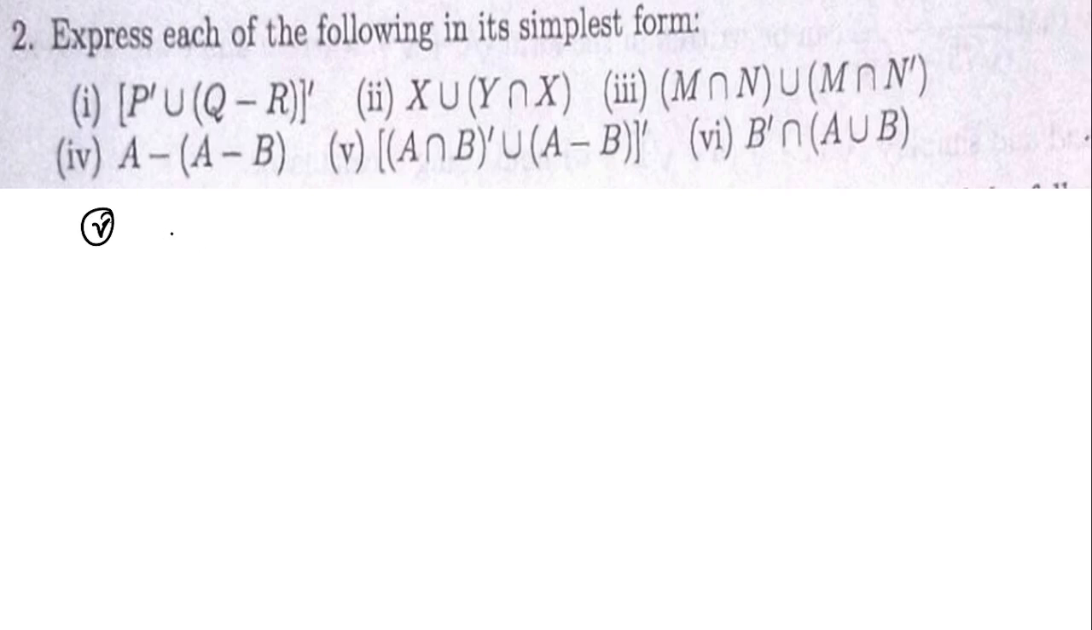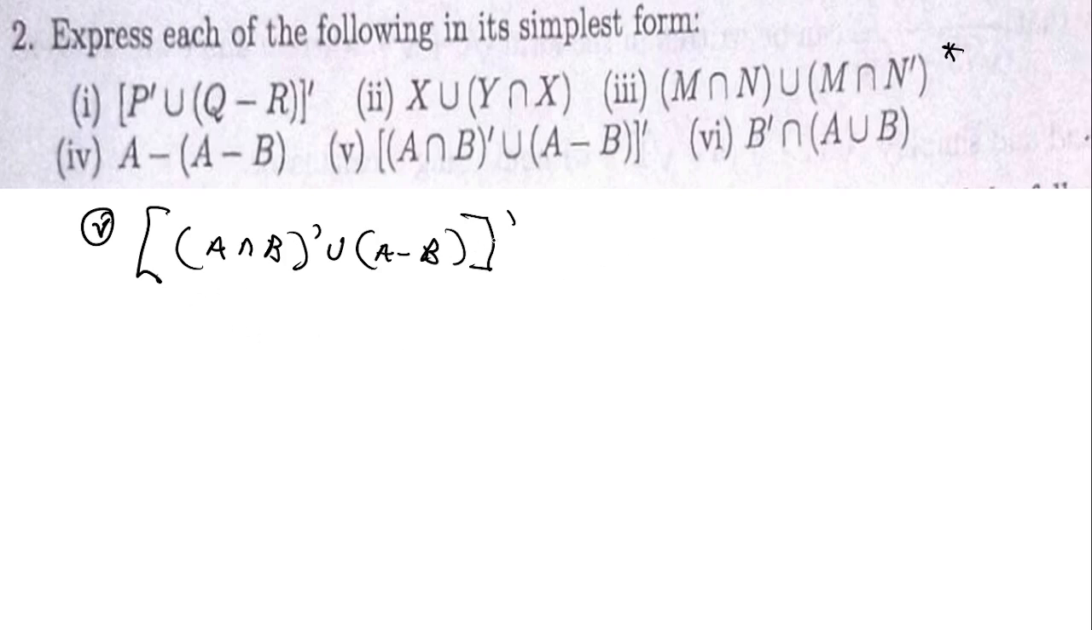So the next one is 5. And for 5, it is written open bracket A intersection B close bracket complement, and then union, and then you have A minus B, and then you have that complement there. So if you look at this, this question is what we already did. So what we are going to do is I'll simplify it at a certain level, and once I reach a level like this one here, you are going to finish it up.